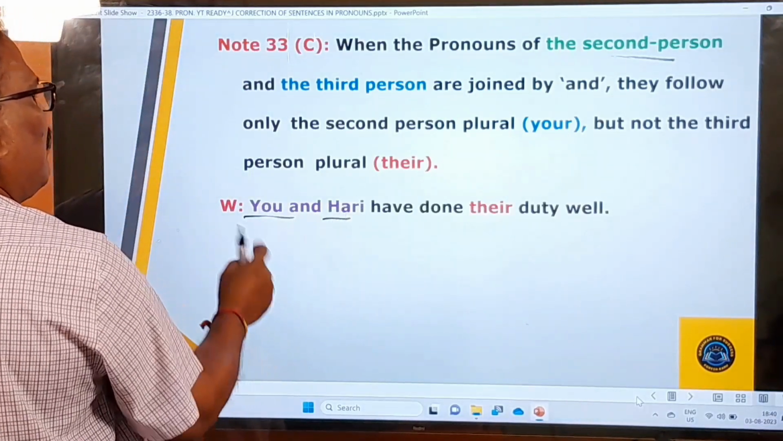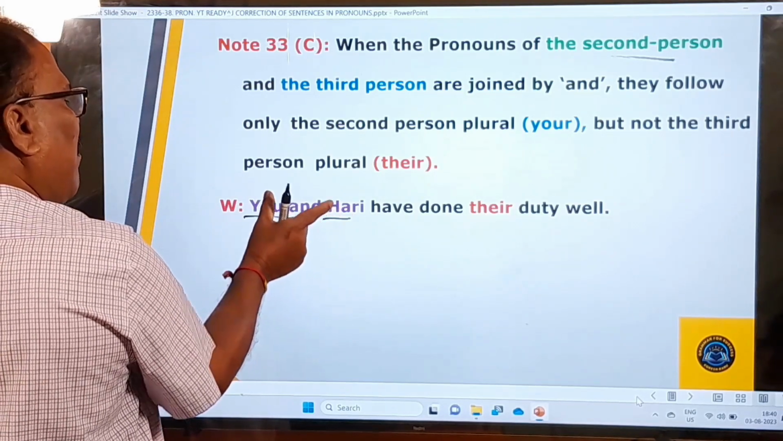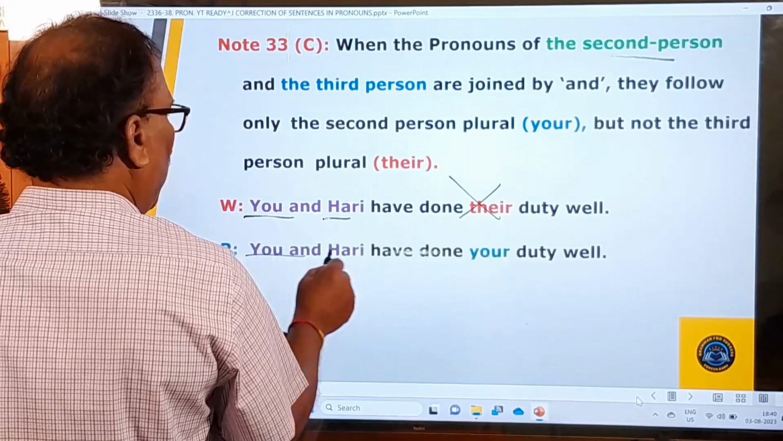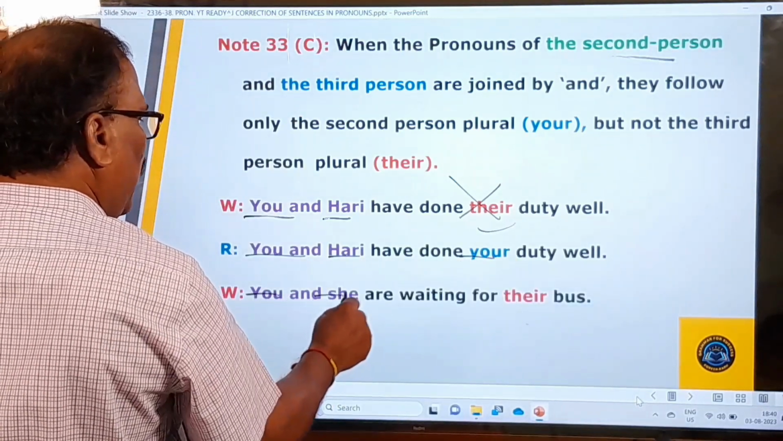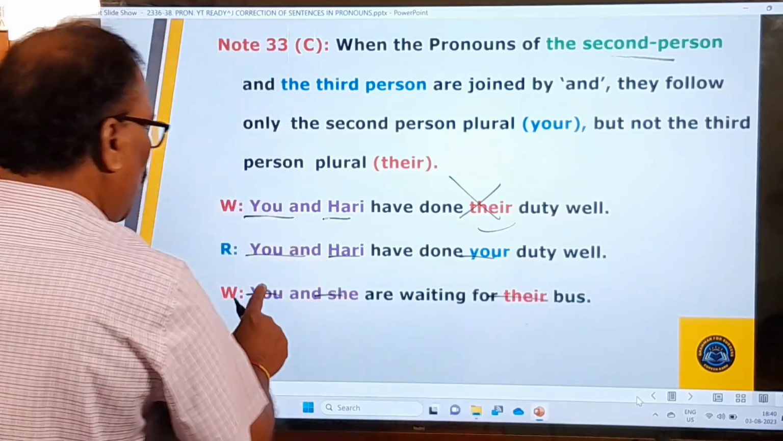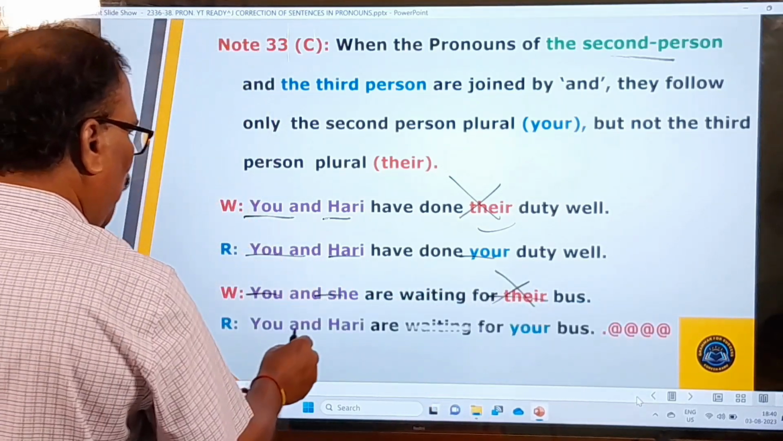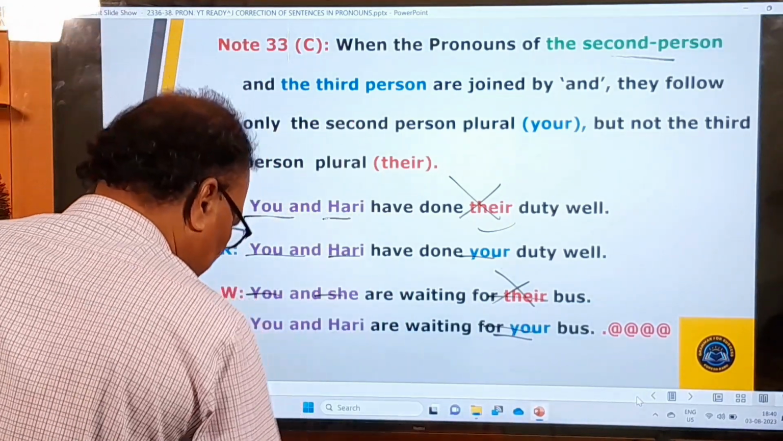You and Hari. So you second person, Hari third person. This order is okay. When this is the order, you should not use their after. And here is this: you and Hari have done your duty. And one more example: you and she are waiting for their bus. Wrong. You have to say you and Hari are waiting for your bus. So this is very important, very easy, very interesting.